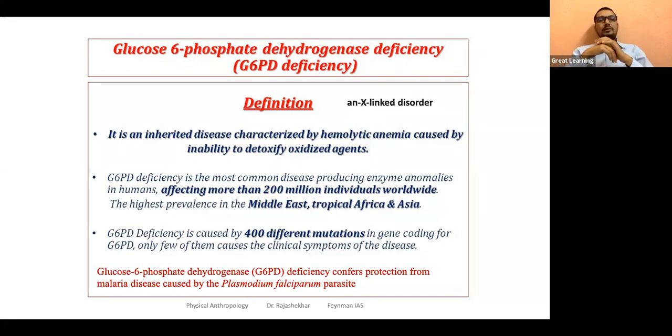Normally, abnormal RBCs like this are degraded. So it's not about the production of them, but the destruction of them that will be high. So the inherited disease called G6PD deficiency happens, which leads to hemolytic anemia.